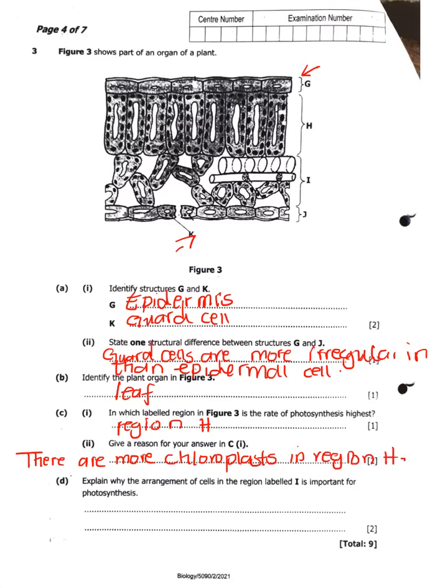So that's the reason. Then D, explain why the arrangement of cells in the region labeled I is important for photosynthesis. So let's look at the region labeled I. Here we can see how these cells are arranged. They are arranged whereby we have some spaces in between. So these spaces have functions that they play during photosynthesis.